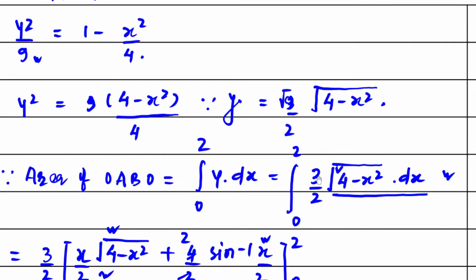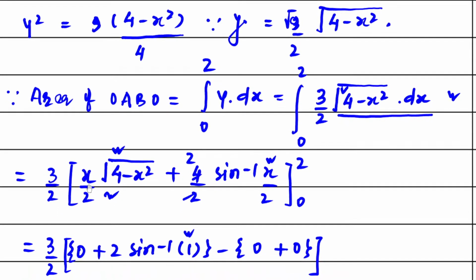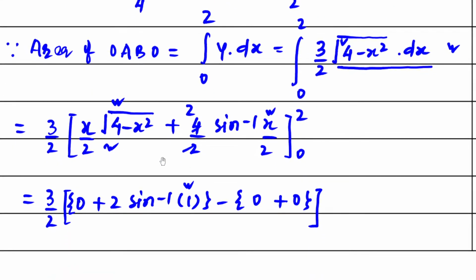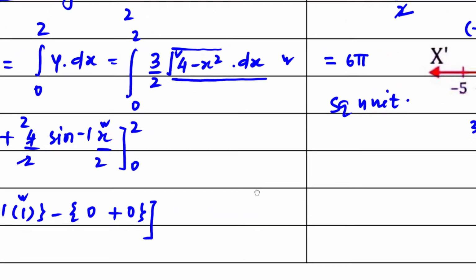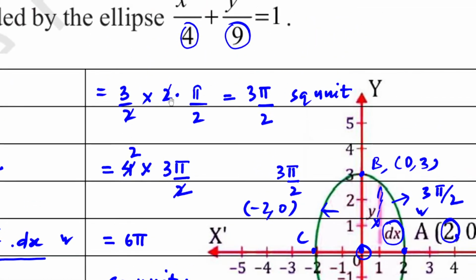So I write down here 3 by 2, and area equal to y into dx. So after putting the value of y, we get this one. Integration of this one is x by 2 into square root of 4 minus x square plus 4 by 2 into sine inverse x by 2, lower limit 0, higher limit 2. After putting the lower limit and higher limit, we get this one. After the simple calculation, we get here 3 by 2 into pi by 2. We cancel out 2, then we get 3 pi by 2 square unit.